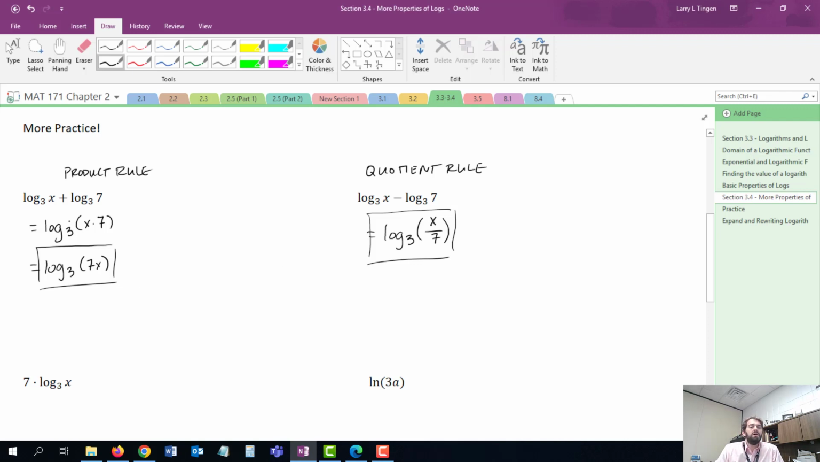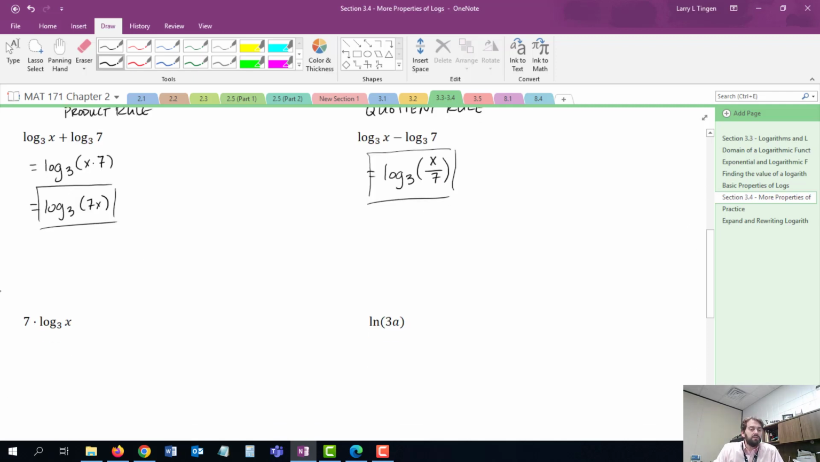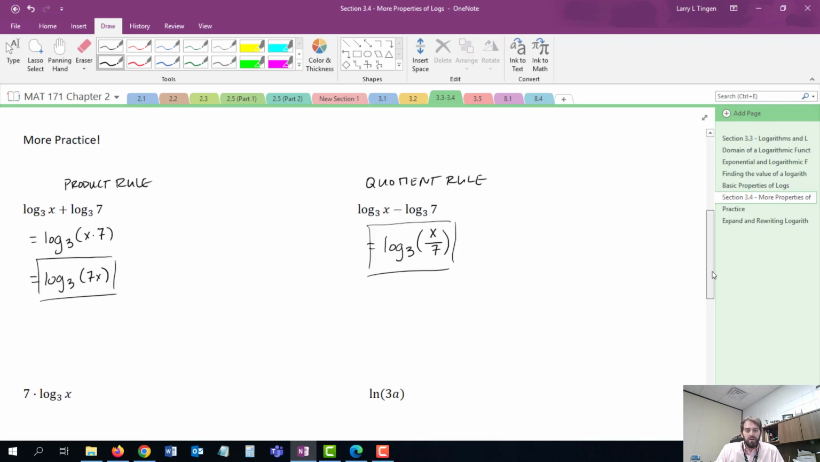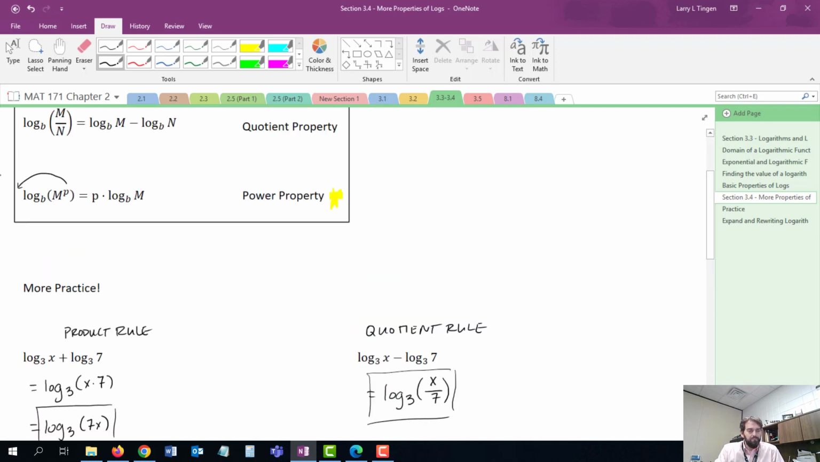Sometimes you're going to have your logs separated into different terms. Sometimes you're going to have one log and you're going to be asked to use the product rule or use the quotient rule to break it apart. The next one's 7 times log base 3 of x. In this case, it's already written, so there's a coefficient out front, and I'm taking log base 3 of x. Well, the quotient, or excuse me, the power rule says if I have the log of something raised to a power, I can bring the power out front.